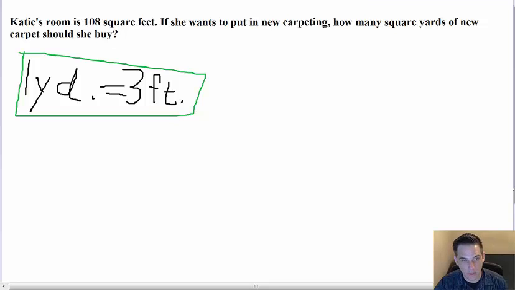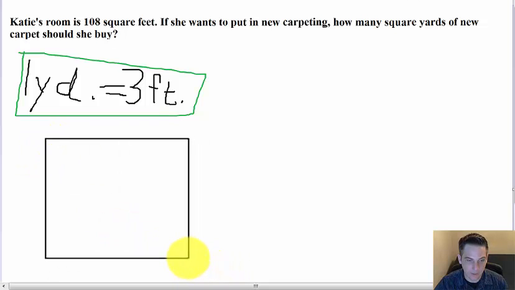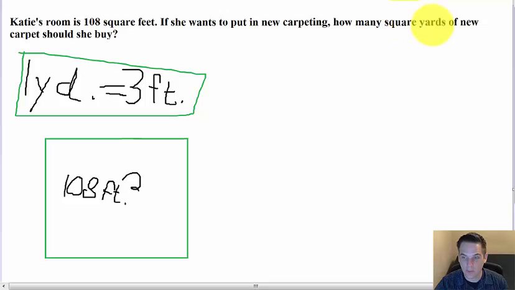And now we're ready to go back to the boxes, because feet, yards, inches doesn't matter. If we see square something, we're dealing with boxes. All right, so we'll draw our first box here, and it's 108 square feet. All right, and we're trying to figure out how many square yards she should buy. So same thing, we can't just convert this, divide it by 3 to get yards. We're going to have to figure out what the sides are, the length and the width.